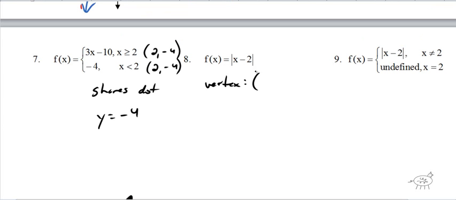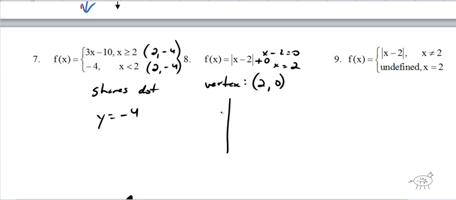So the vertex for this one is, remember you set that x minus 2 equal to 0, so x equals positive 2. So in this case it's 2 comma 0, because it's like saying plus 0 here, right? f of x equals absolute value of x minus 2 plus 0. So the vertex is 2 comma 0. Again, you guys should remember that from Algebra 1 and Algebra 2.